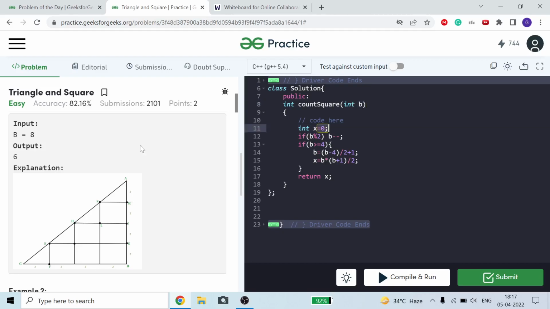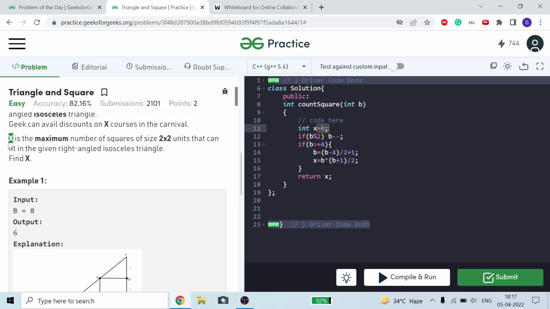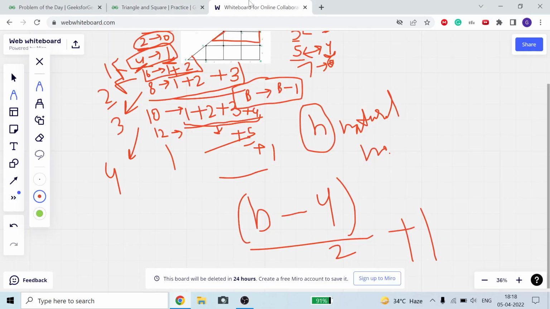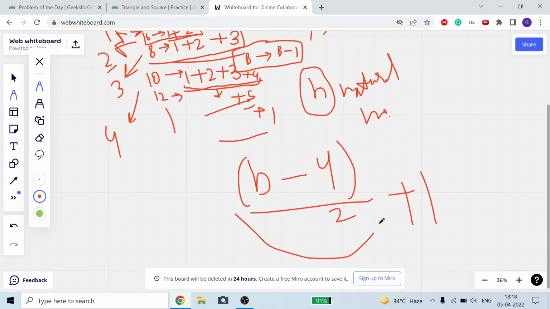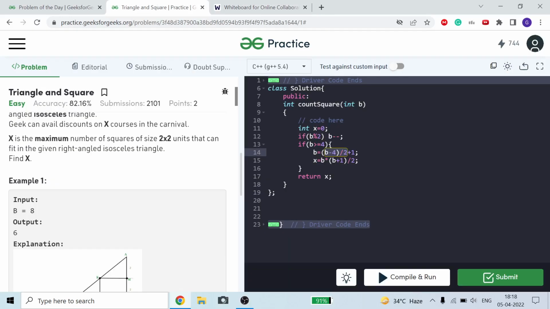So we will take int x equal to 0, because here we need to find x. You can call it x or answer, anything you want. If b modulo 2 is odd, then I will decrement b. And if my b is at least 4, that is, b is greater than or equal to 4, then we do b minus 4 divided by 2 plus 1. Then I need to calculate the sum of the first n, where n is our b. Okay, we will update our b.